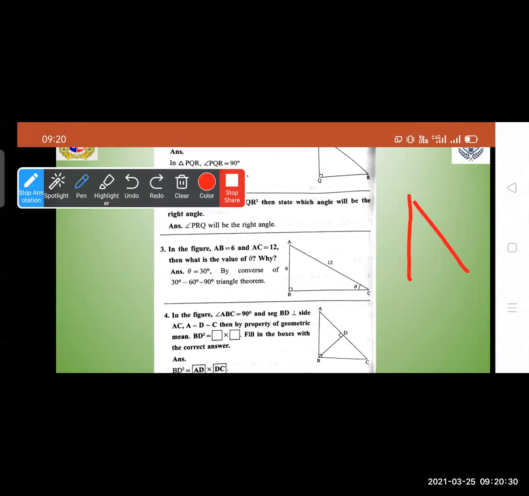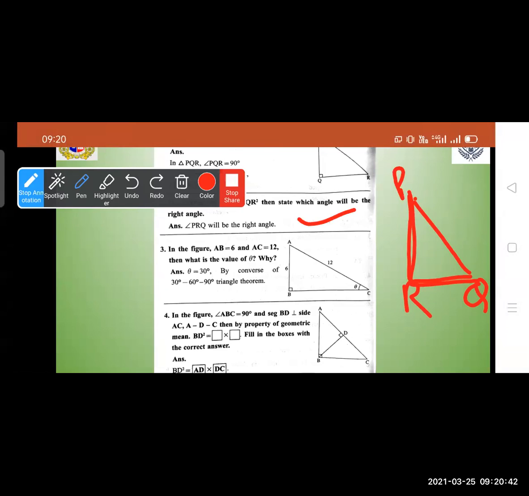Now again one mark question. In triangle PQR, 90 degree है, state the Pythagorean relation. So apply Pythagoras theorem. PR square is equal to PQ square plus QR square. Second question, in triangle PQR, PQ square is equal to PR square plus QR square. Then state which angle will be the right angle. So PQ is the hypotenuse side. Then this one is R. So we write here angle PRQ will be the right angle.